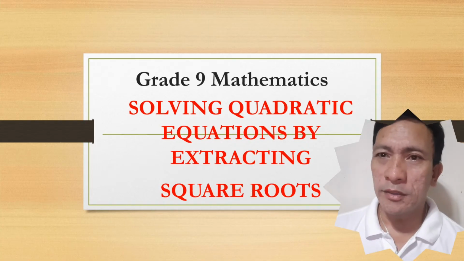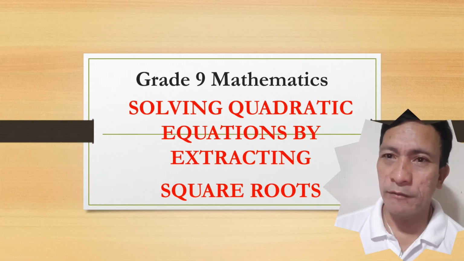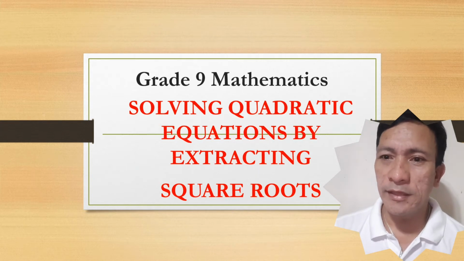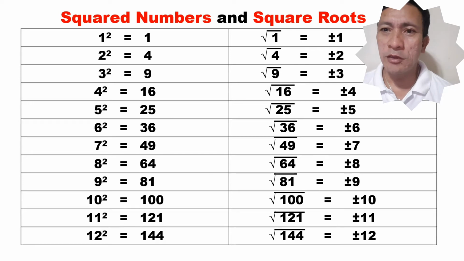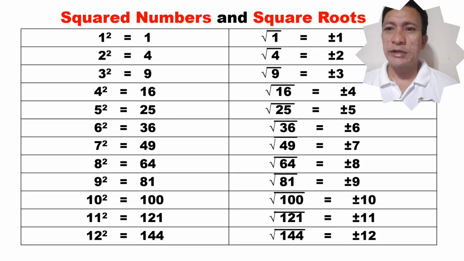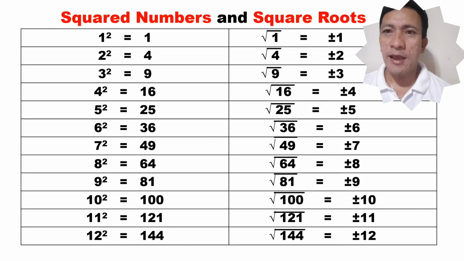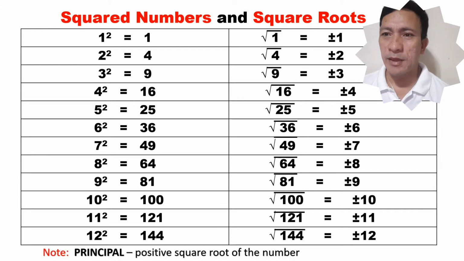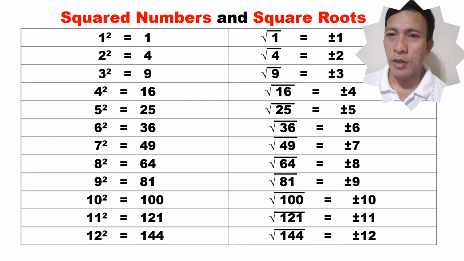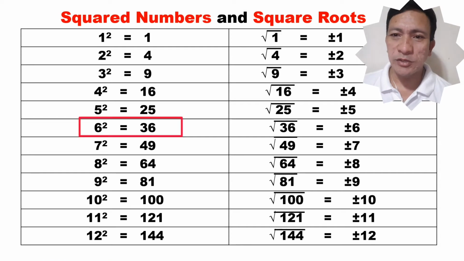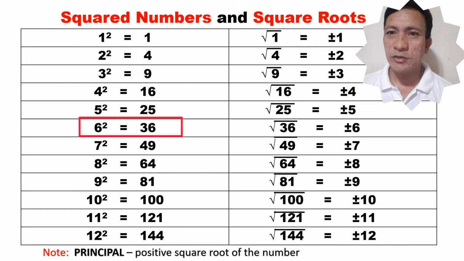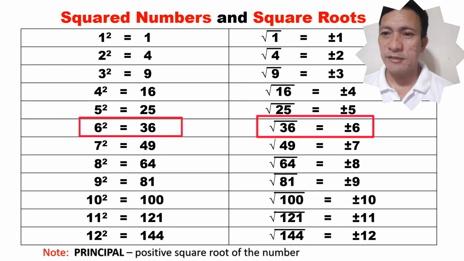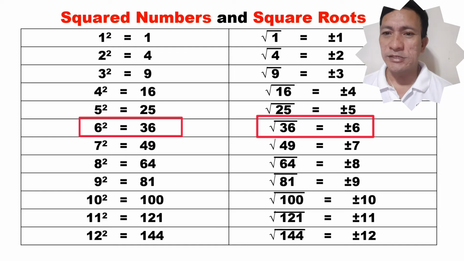As I said before, on this video, I will discuss solving quadratic equation and this is extracting square roots. Pakita ko muna sa inyo ang tabulations ng squared number and square roots. Ipinapakita diyan na ang lahat ng squared numbers ay meron siyang perfect square root. Halimbawa, yung 6 squared equals 36. Ibig sabihin, ang square root ng 36 is positive and negative 6.